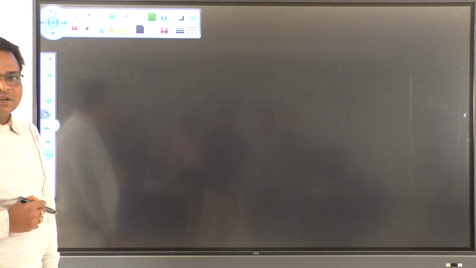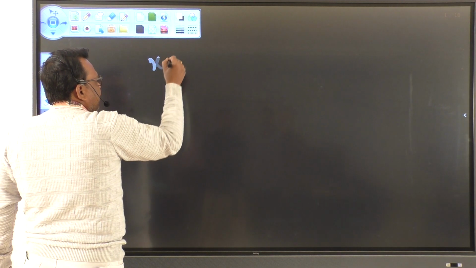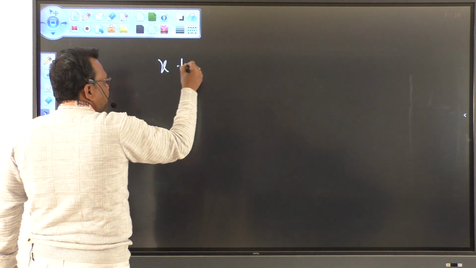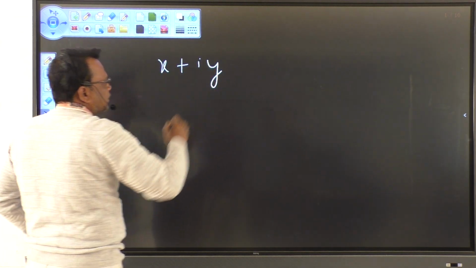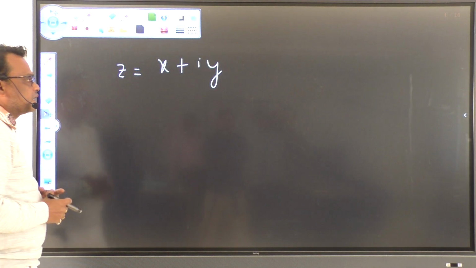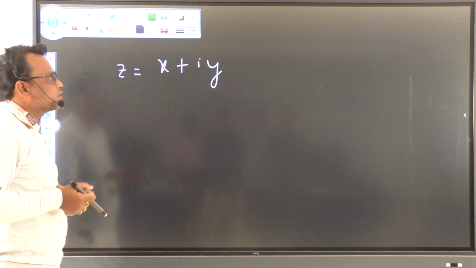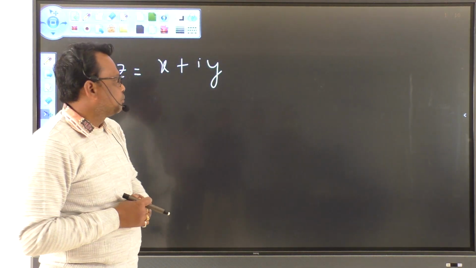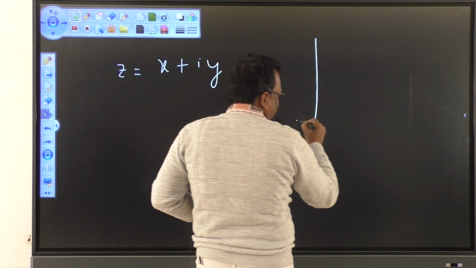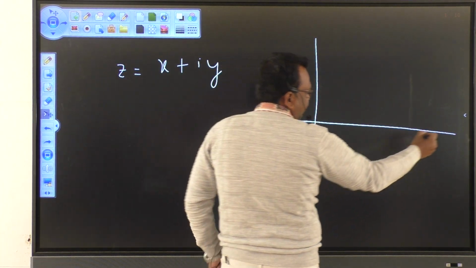In today's session, we see how to write a complex number in trigonometric form or polar form. So let us consider a complex number in its standard form as x plus iy. This is the standard form of a complex number. It will be denoted as z. z is equal to x plus iy. Now I will write this complex number in trigonometric form. So first, let us draw this complex number in a complex plane or Argand plane.